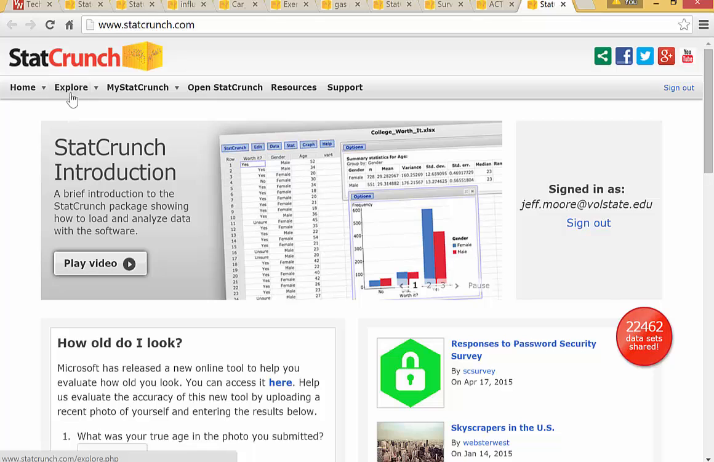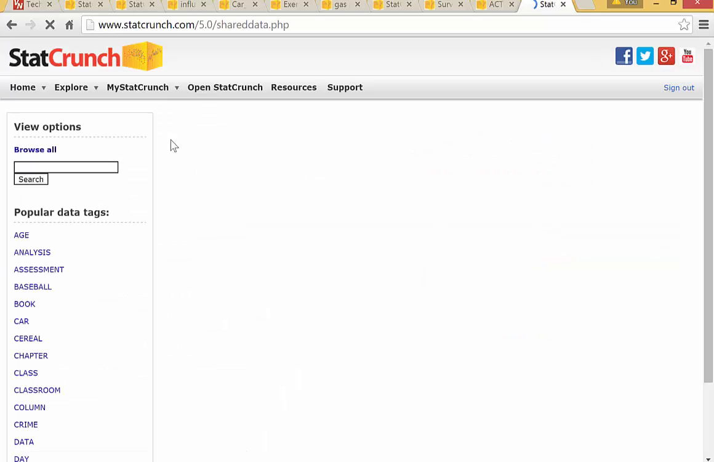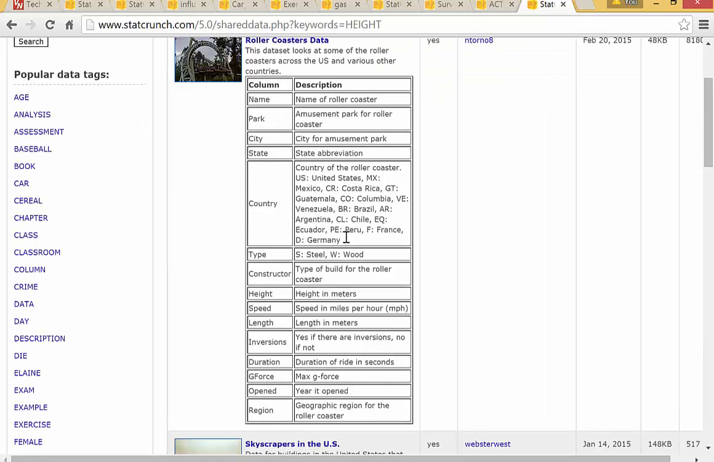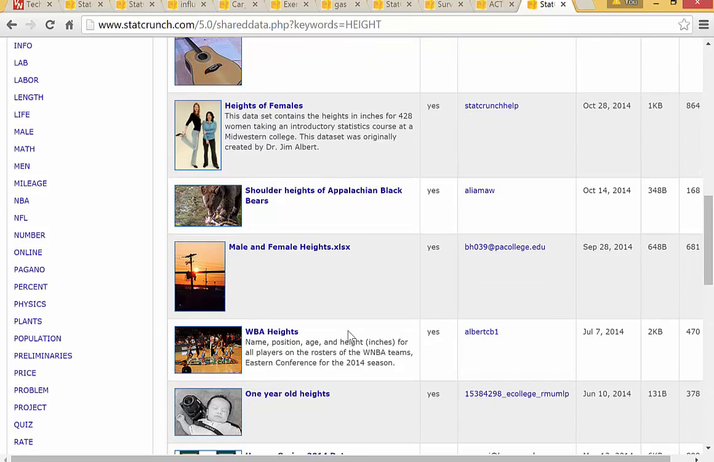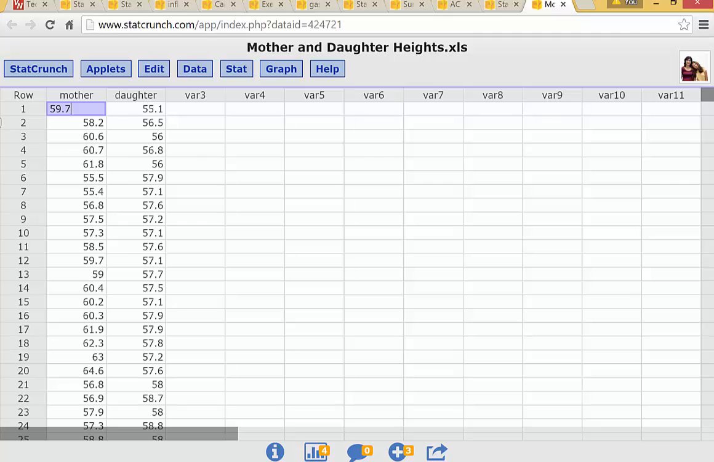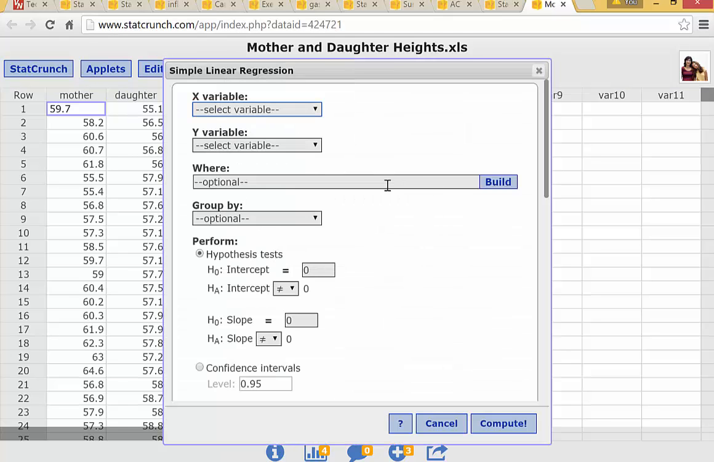Just go to StatCrunch.com and start to explore the data sets that are loaded there. So let's look at height. And we see some different data sets that come up. And here's an interesting one, mother and daughter heights. So we might ask the question, are these variables related? And we can answer that question by clicking Stat, Regression, Simple Linear.